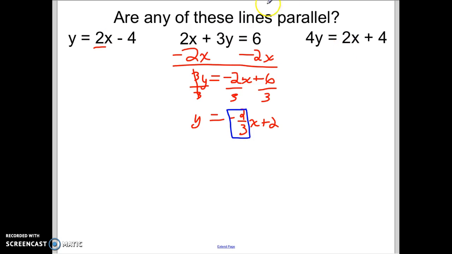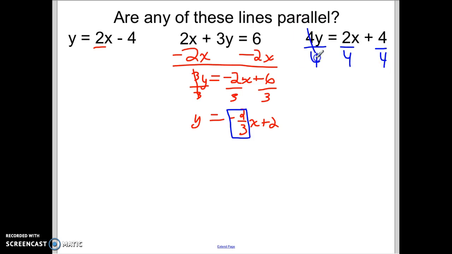Now let's take a look over here. In the third example, we have an equation that says 4y equals 2x plus 4. If you look at this very quickly, you would notice that the 2x would indicate that they may be parallel. However, because the coefficient of y isn't 1, we didn't solve completely and put it in slope-intercept form. So we really do want to divide everything in the equation by 4.